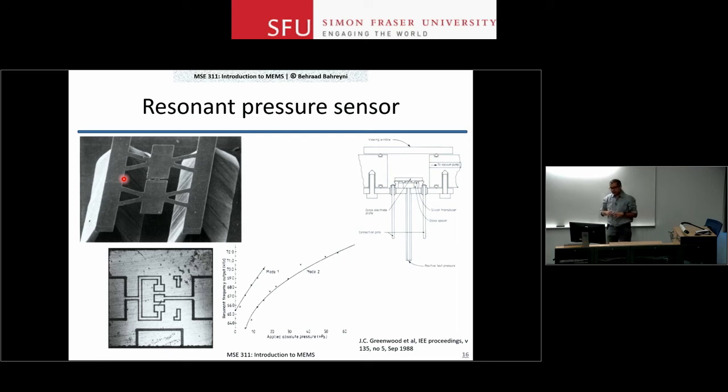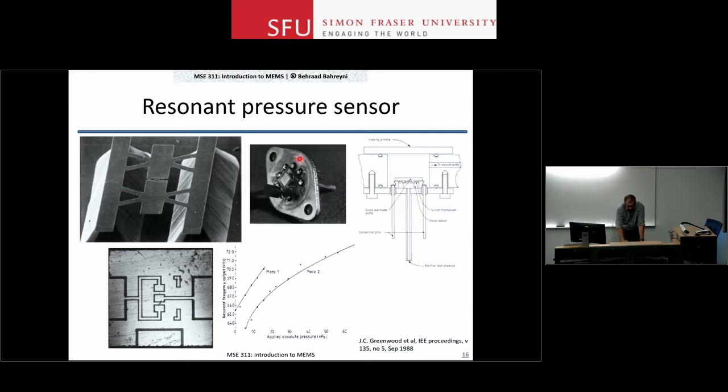It doesn't look like a simple device to make, but for a good decade or so, this was one of the more accurate pressure sensors out there. And then the packaged device looked like this. That includes a JFET or a transistor to amplify the signal from this device right there inside the package.